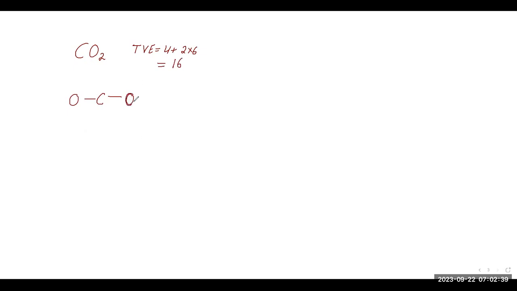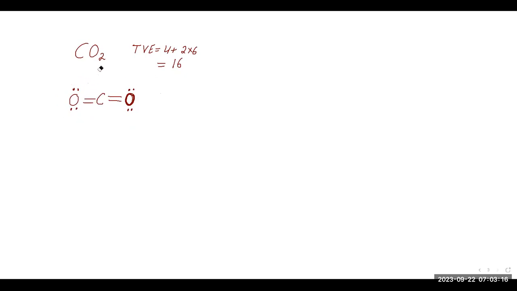Complete the octet of oxygen with minimum formal charge. Oxygen can make a double bond with 2 lone pairs. You remember that? Here also a double bond. How many electrons are used? 8. Is anything left out of total valence electrons? No. Is there any lone pair on the central atom? No.